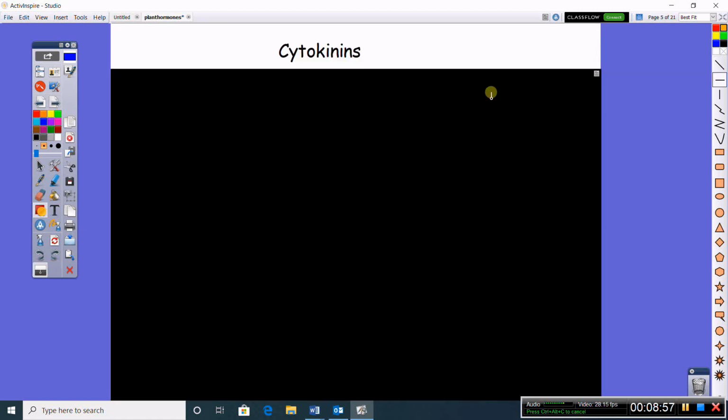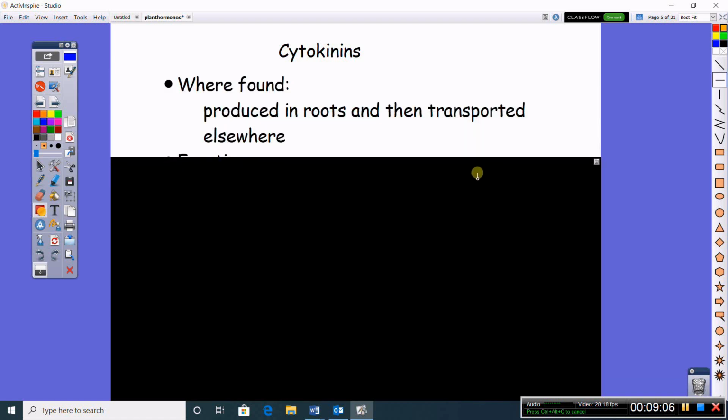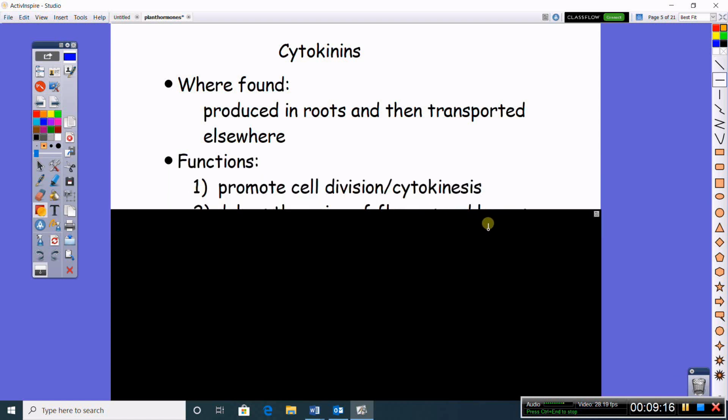Let's go to our second hormones. These are cytokinins. Okay. These are cytokinins. Where found? Cytokinins, you need to remember, are produced in the roots of the plant, but then they're transported elsewhere. That's key to their functioning. 1, they promote cell division and cytokinesis. That's pretty straightforward.